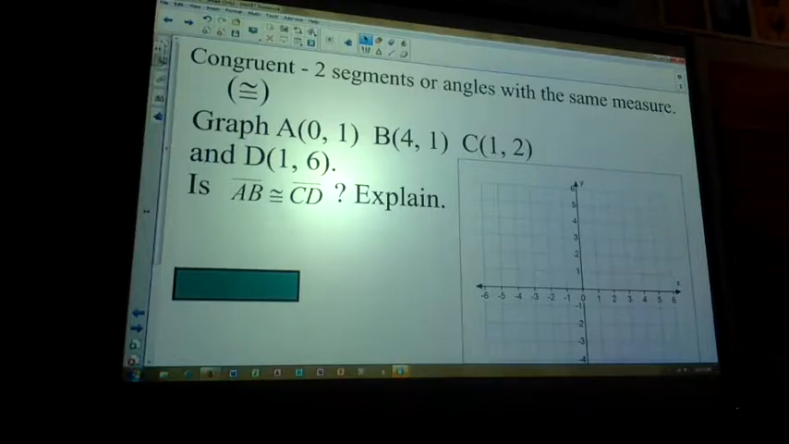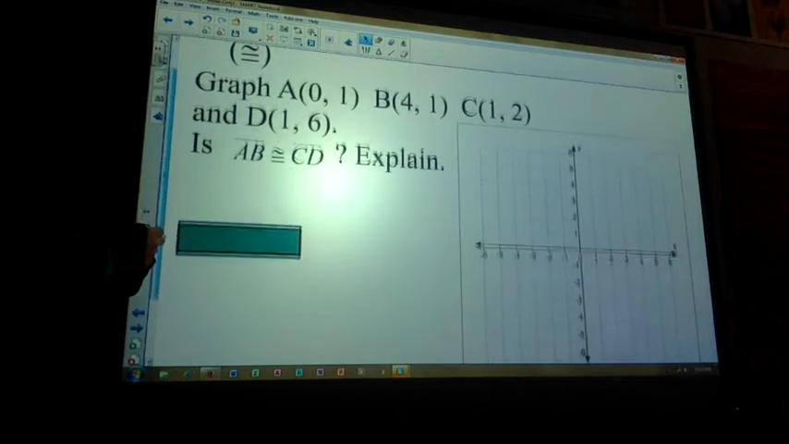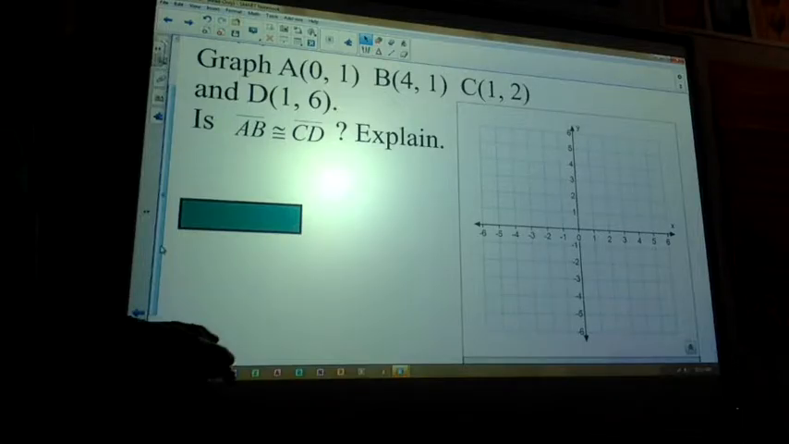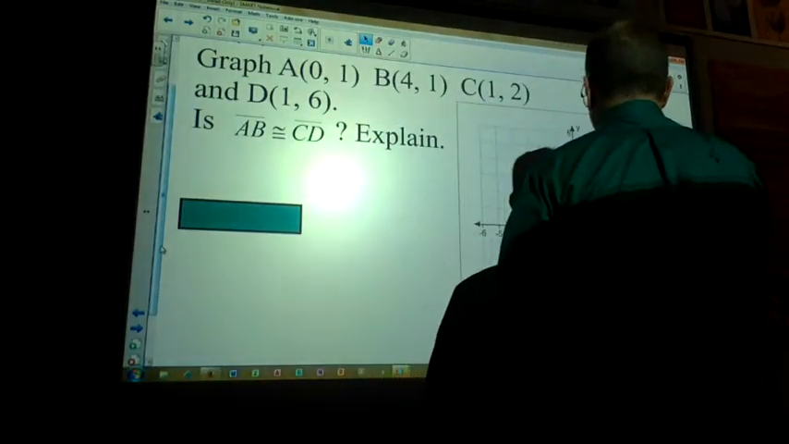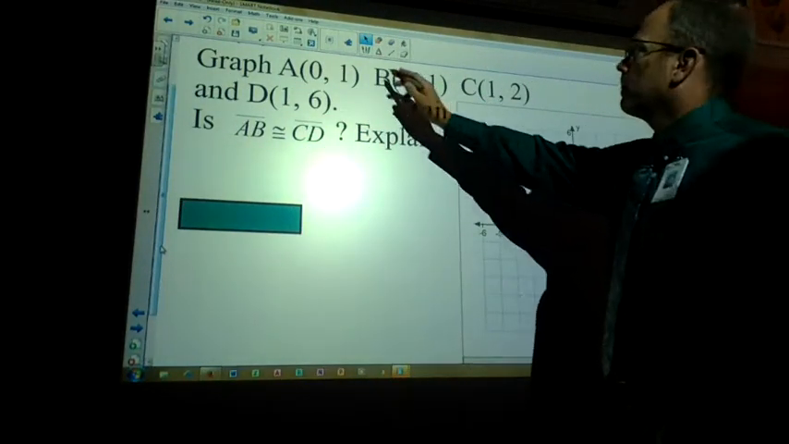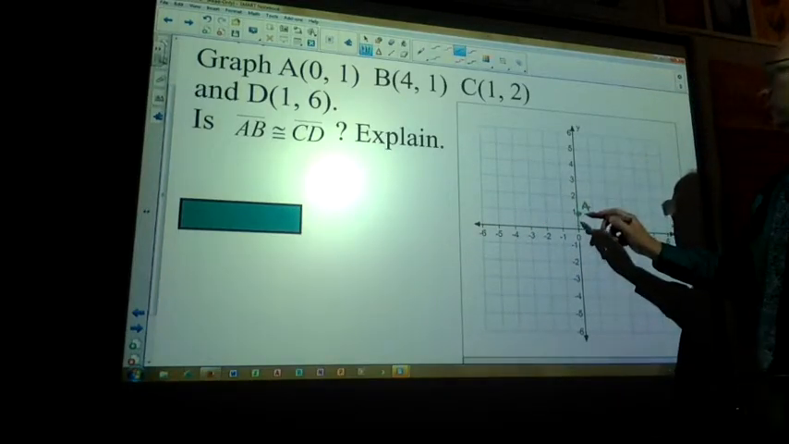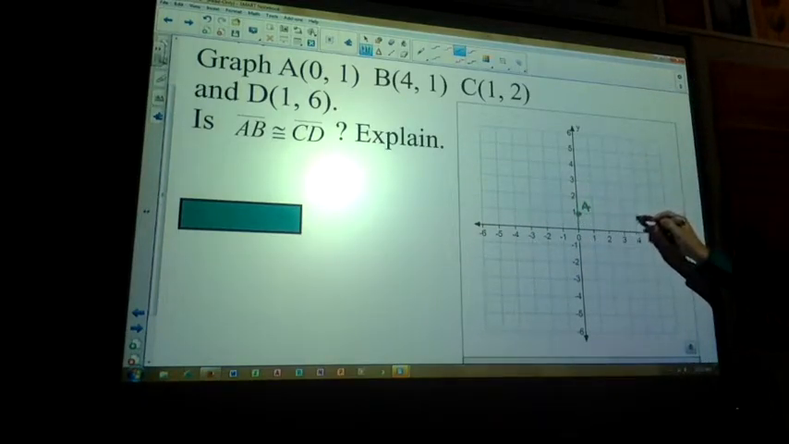All right. Ooh, another movable part. Blank, two segments or angles with the same measure. Congruent, there we go. So we had just said that. So congruent are two segments or angles that have the same measure. It's the equal sign with the little tilde or whatever it's called. Little curvy on top of it.